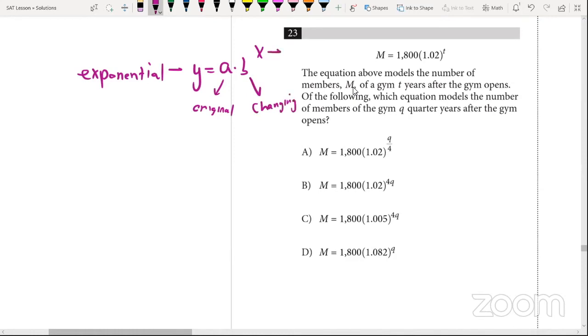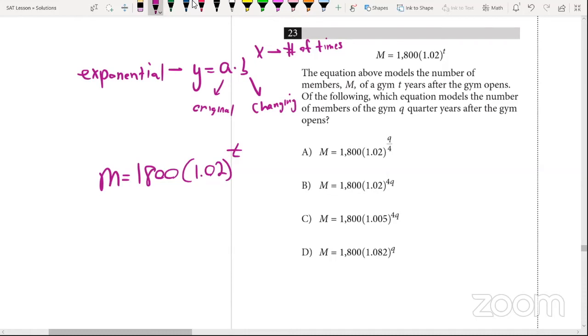And so x is the number of times that change takes place, because that's what an exponent is, the idea that we're multiplying by something over and over again. So here in the original equation, we've got m is 1800 times 1.02 to the t. Now, first of all, that 1.02, that's 102%. We talk about that a lot, which means that we're talking about a 2% increase. And t is the number of times that the 1800 is going to increase by 2%.